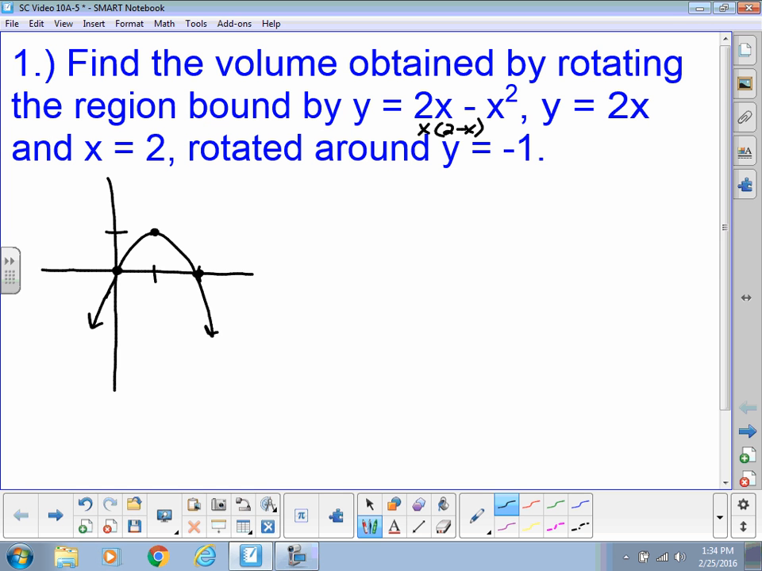Y equals 2x has a y-intercept of 0. So then it's going up 2 over 1. So we'll have a graph that looks something like this. And then we're cut off at x equals 2. So this is the region that we are rotating, and it is going around y equals -1.